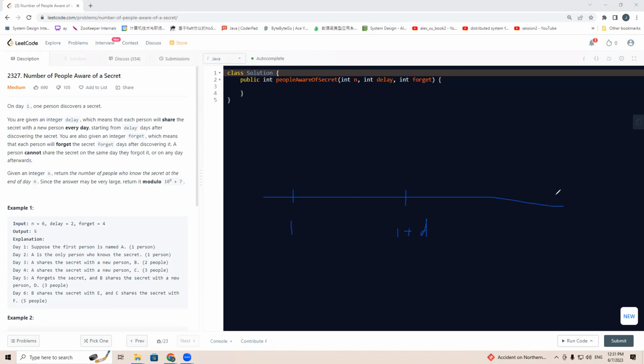And also, when it reaches day 1 plus f, he will forget the secret. That means during the days from 1 plus d to 1 plus f minus 1, there are people who have the secret again. We call them the new generation people. So these people can pass the secret to the next round, right?